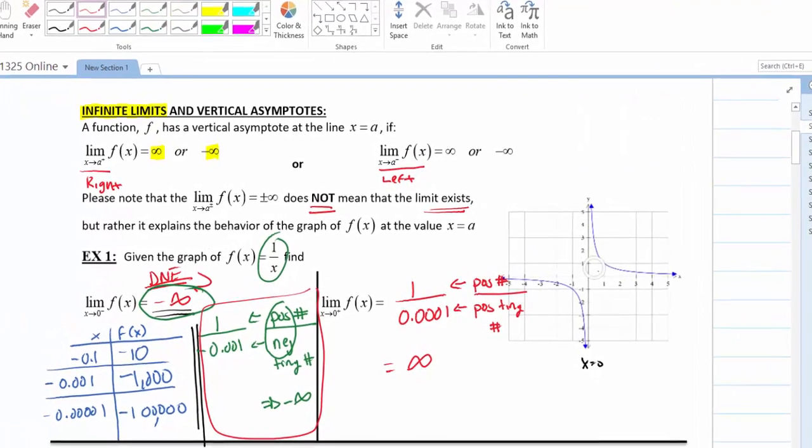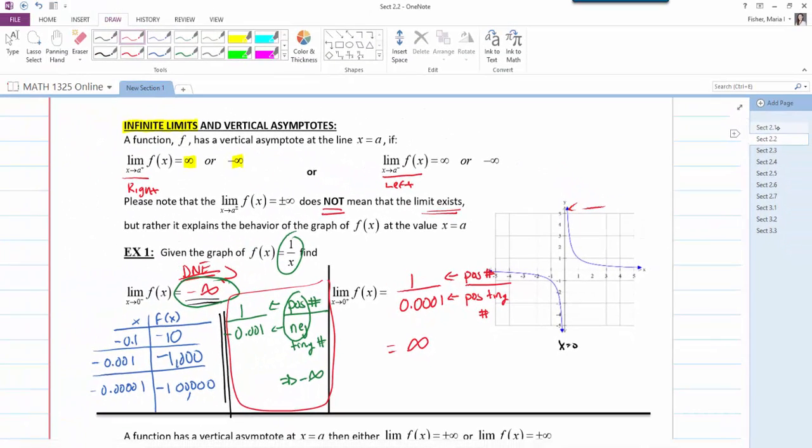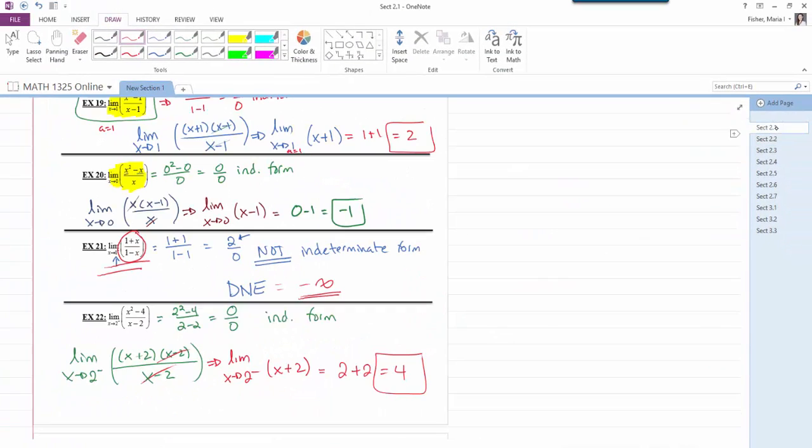Again, if you look here, you can see it on the graph. We're going off towards positive infinity. Let's go back to that problem in section 2.1. I said that the answer here is negative infinity. Why is the answer negative infinity?